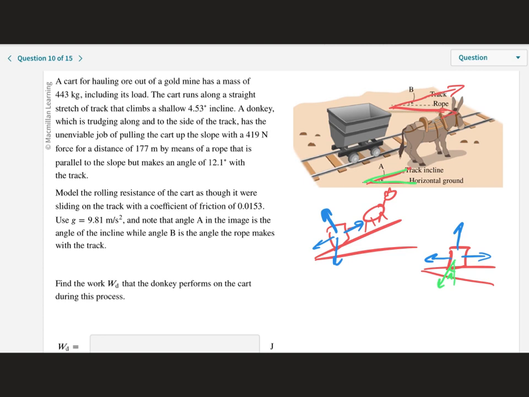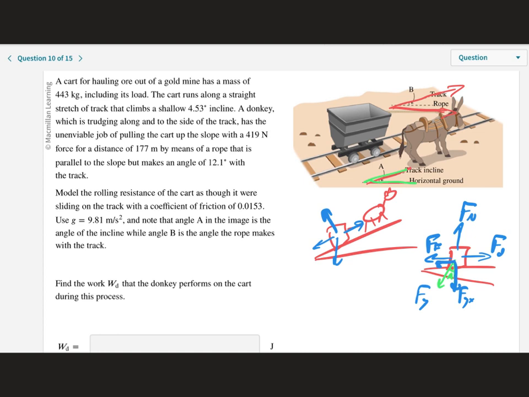Let me label these real quick. So we have, this is the force the donkey is applying, this is the normal force, this is force of gravity. So then we have Fgx, and we have Fgy, and then we have force of friction going that way.